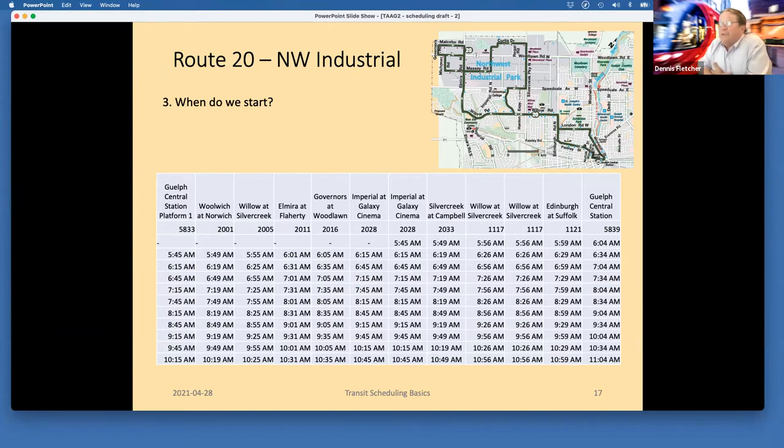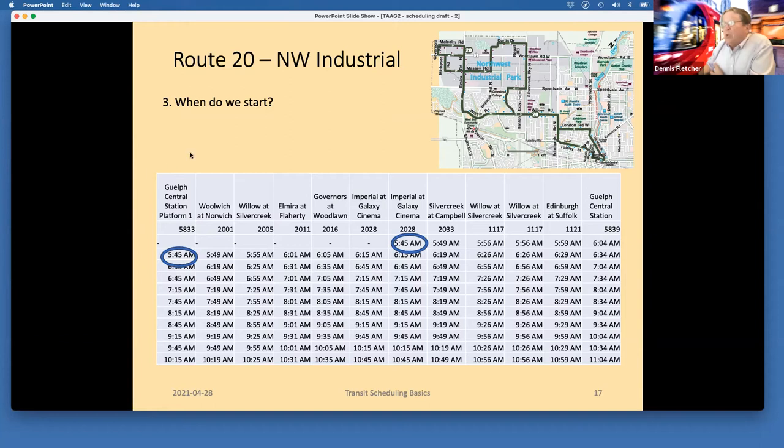So when do we start and finish? Route 20 uses two vehicles, so the scheduler has two choices to make. In this case, one bus starts at 5:45 in the morning at each end of the route, and they travel towards each other, meeting somewhere in the middle.